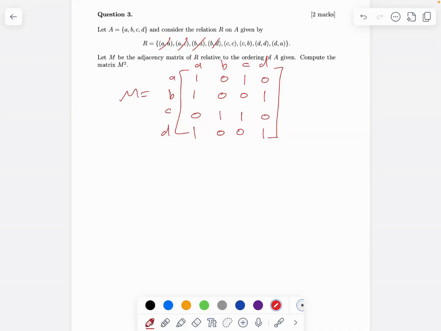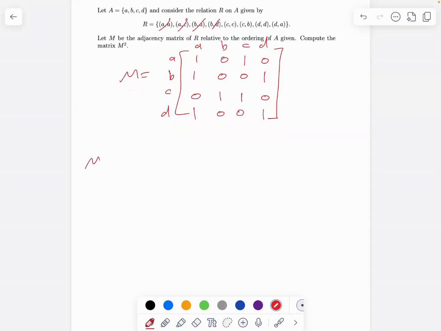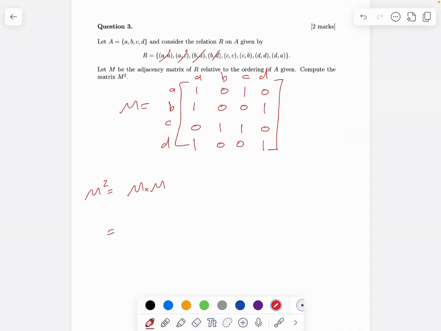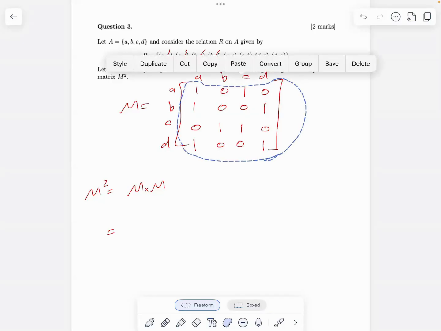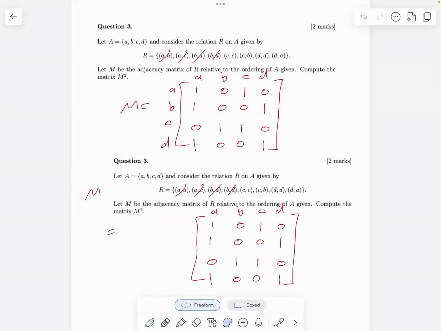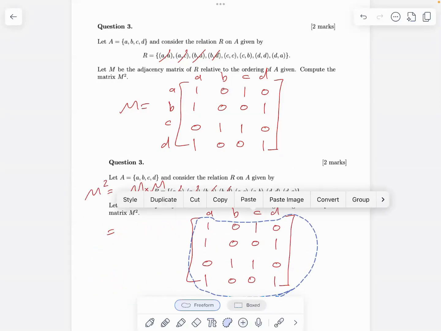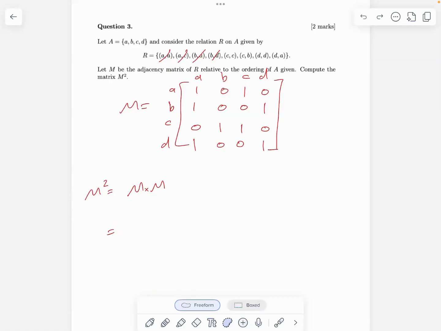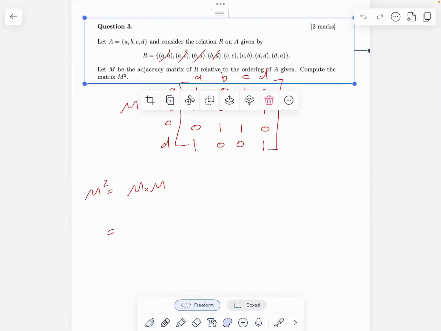Like this. So M squared equals M times M. Okay, let's write here. I'm going to be lazy. Okay, I know what to do. Don't be so happy too much.